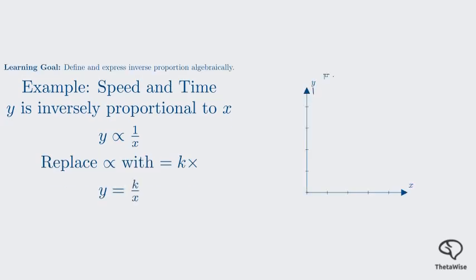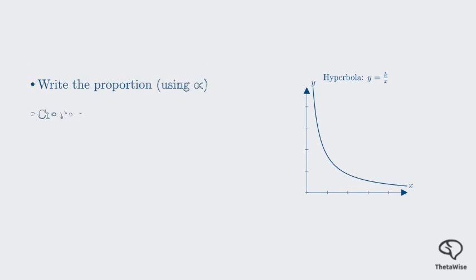The graph of an inverse proportion is a curve called a hyperbola. Notice how as x gets very large, y gets very small, and as x gets close to 0, y shoots up towards infinity. Whether the relationship is direct or inverse, your strategy remains the same. Write the proportion, create the equation with k, and solve for k using the given data.